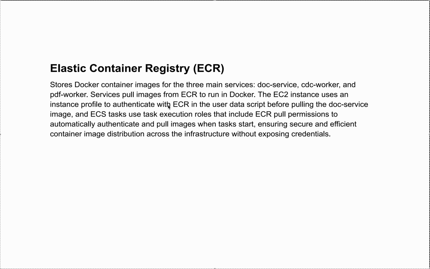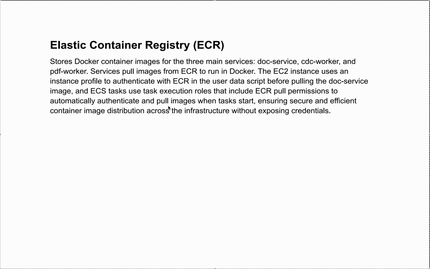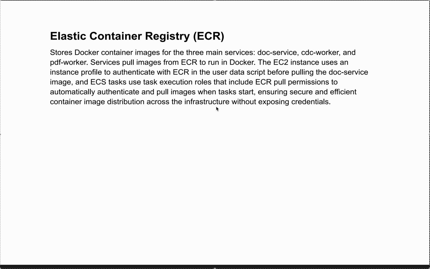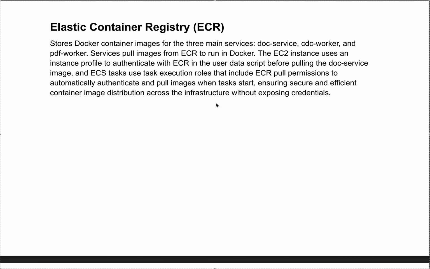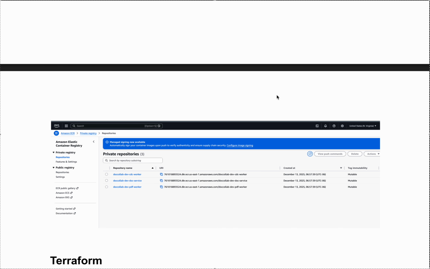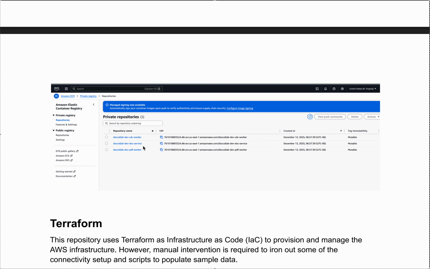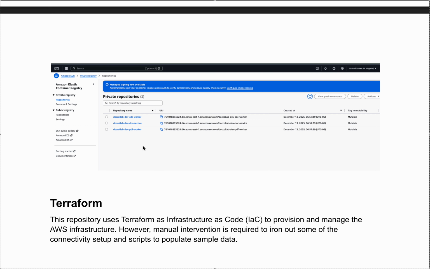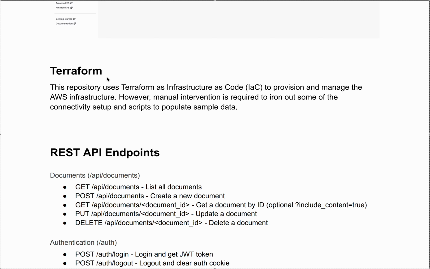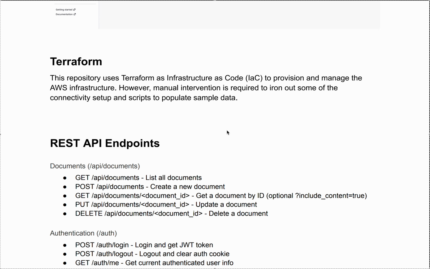The Elastic Container Registry, I'm using this to deploy the images, the Docker images. So the ECS uses this. EC2 needs those images to create those Docker containers that I need to run my application. So here are the images that I have in my repository. Lastly, I'm using Terraform. Everything should be deployed via Terraform. That way I can build it up and tear it down quickly.